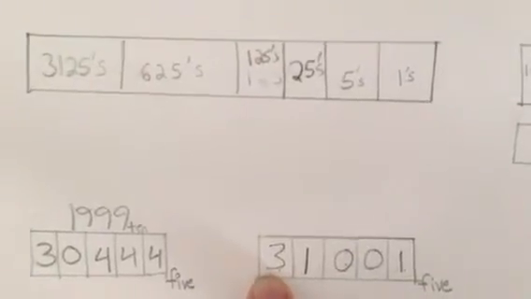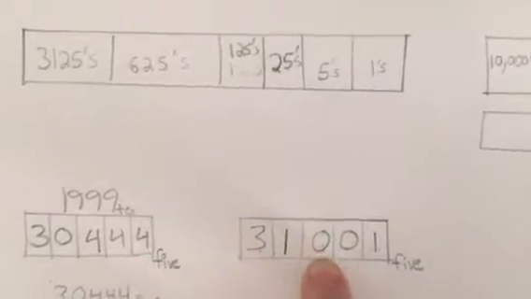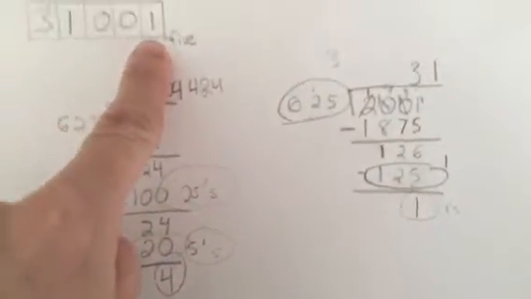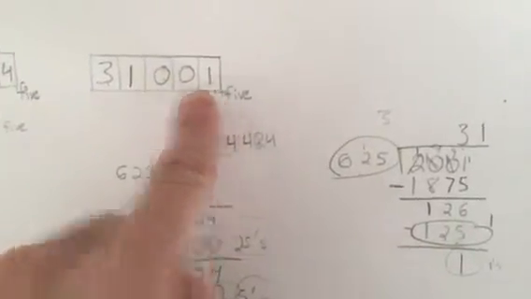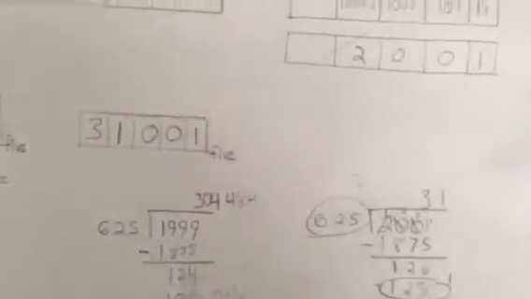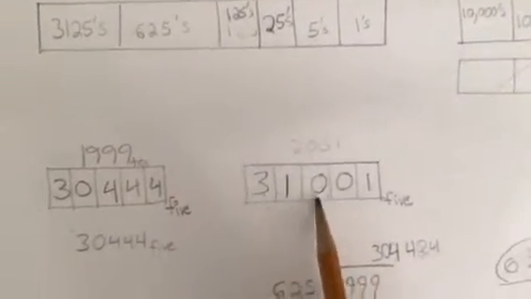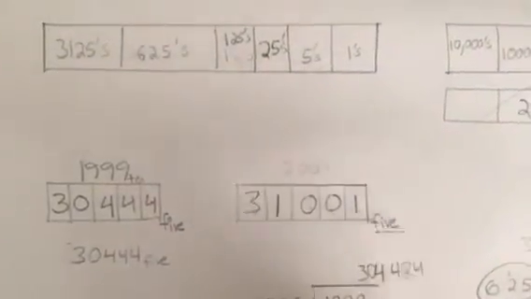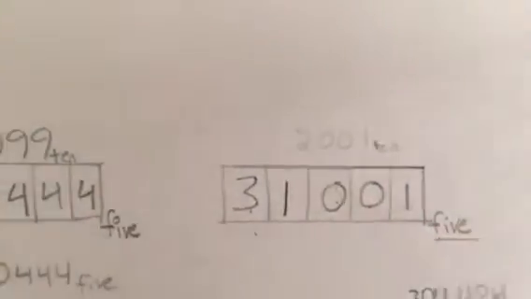625s, 3 of those, then 1 125. We don't have any 25s, we don't have any 5s. We have 1 in the 1's place. So to write the number 2001 in base 5, we have 3 1 0 0 1, with a placeholder, then base 5 down here. This could actually be written with a 10 down there.